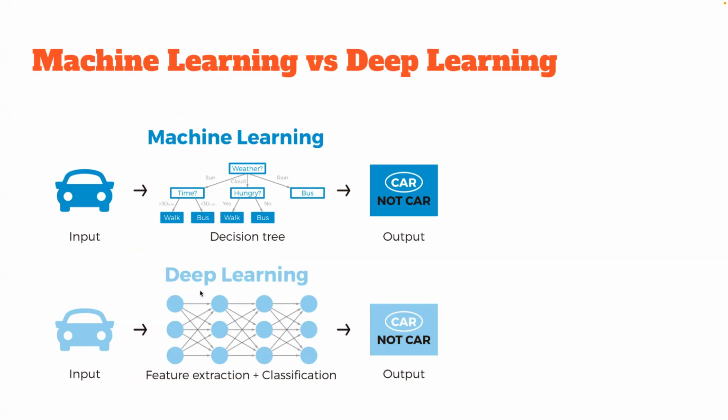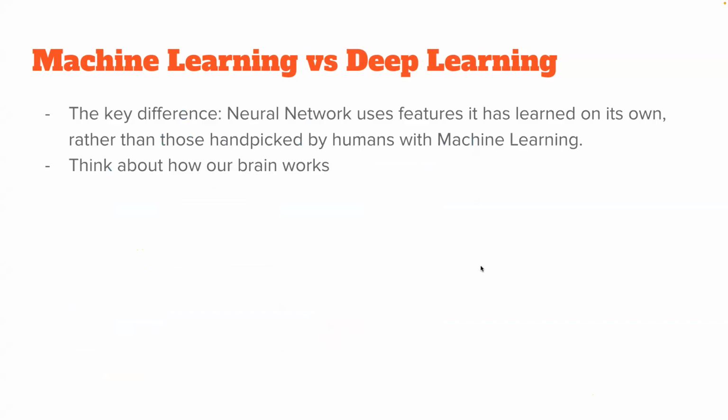Where deep learning is more abstract. We kind of know how many processes you need, and then you form a network here, and then you figure out the activation functions. How do you go from one input to another one? So it's a very different mindset. To summarize, a neural network uses features it's learned on its own instead of using those handpicked by humans with machine learning. That's pretty much how the two models work differently.